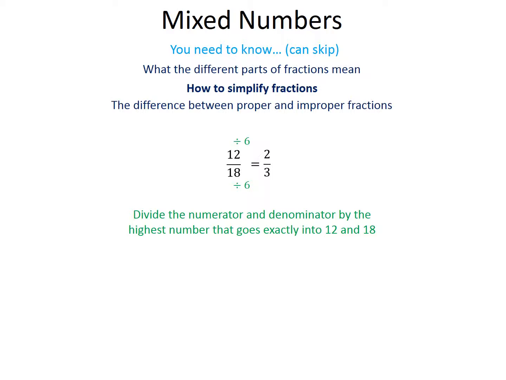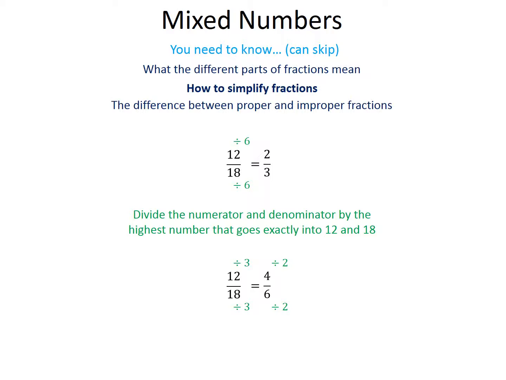Now, let's say I tried that and I didn't divide by 6. I thought that 3 was the highest number that goes into 12 and 18, and so I ended up with 4 over 6. That's not the end of the world. All we need to do is every time we get a final answer, before we go, yep, I'm done, just double check, is there anything else that goes into those two numbers? Hopefully, since they're smaller numbers, it's going to be a bit more obvious, and you go, oh, hang on, 2 goes into 4 and 6, so I can do it again.